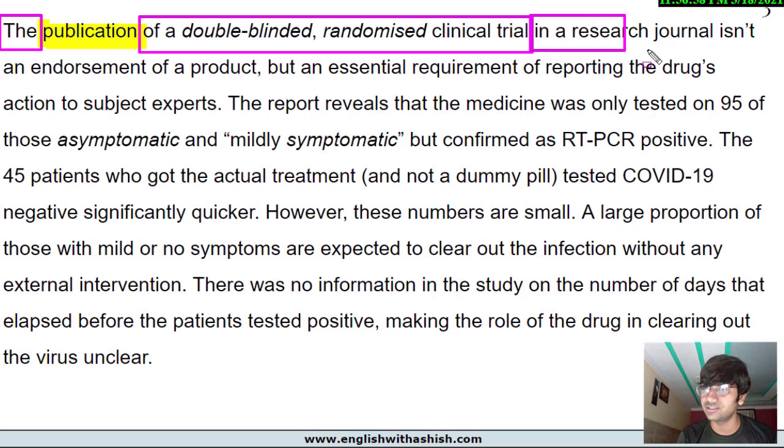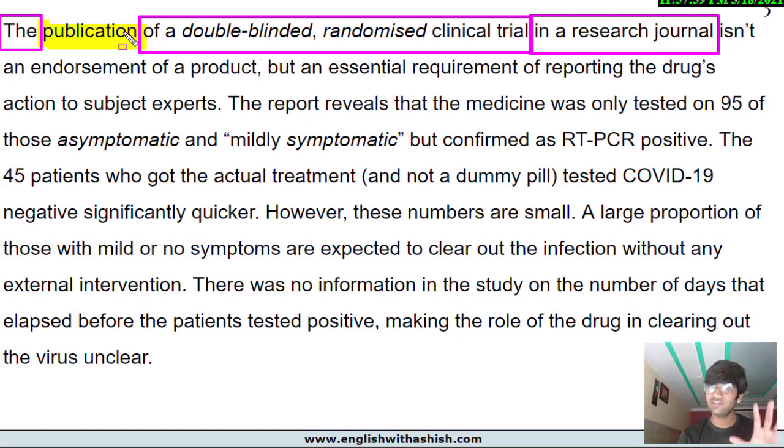Again, in a research journal is a prepositional phrase starting with the preposition in. After this we have is. That means we have found our verb, the subject has ended here, and this is the complete subject: the publication of a double-blinded randomized clinical trial in a research journal. The simple subject is publication, and everything coming before it is a pre-modifier, and everything coming after it is a post-modifier. So we have just one pre-modifier, which is the, and two post-modifiers, which are prepositional phrases.